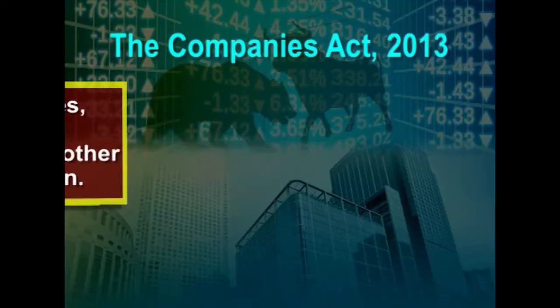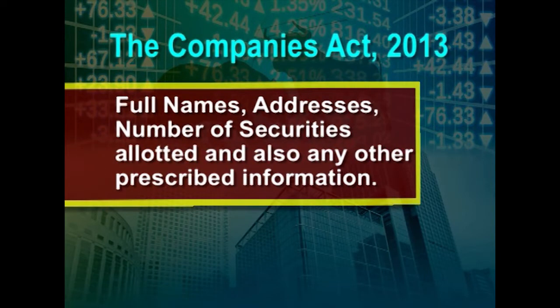After making allotments, the company has to file with the Registrar of Companies a return of allotment in the prescribed manner, including the complete list of all security holders with their full names, addresses, number of securities allotted, and also any other prescribed information.